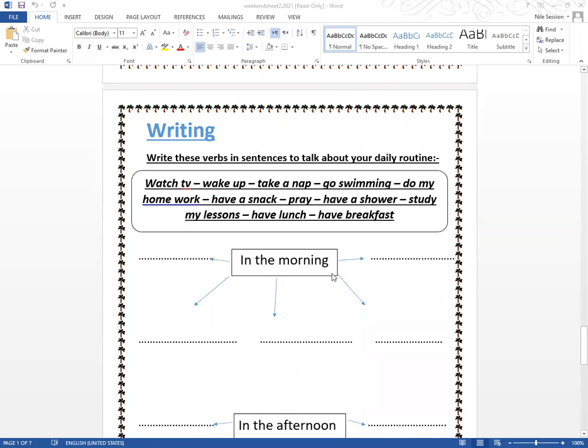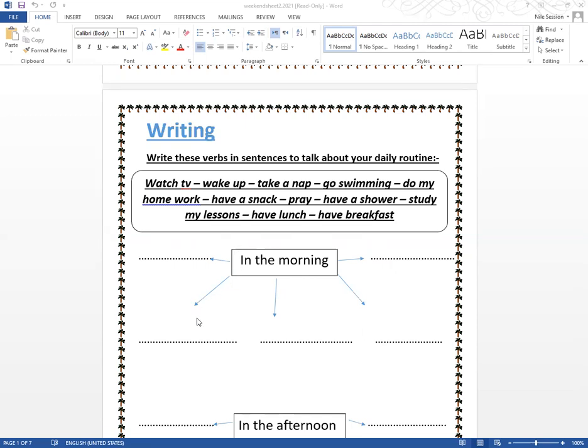Writing. Write these verbs in sentences to talk about your daily routine. But first, what does routine mean? Routine, we said, is the activities or actions we do regularly. So here I want you to use these verbs to talk about your daily routine. For example, in the morning, what do you do? I get up early, for example.